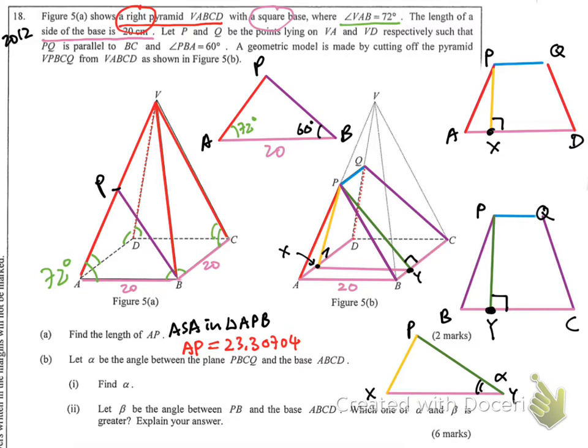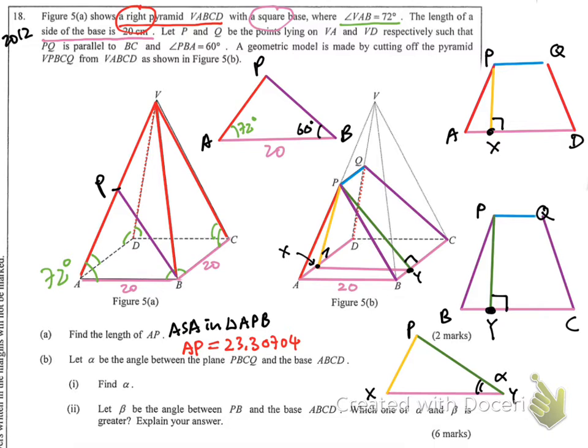On BC, we draw perpendiculars, one in green, the other in pink. Let me call this point Y. From Y, we draw the green line all the way to P. We draw PY, which is perpendicular to BC. And we also draw another line XY, which is perpendicular to BC. Because it is a square base, XY should be the same as AB.